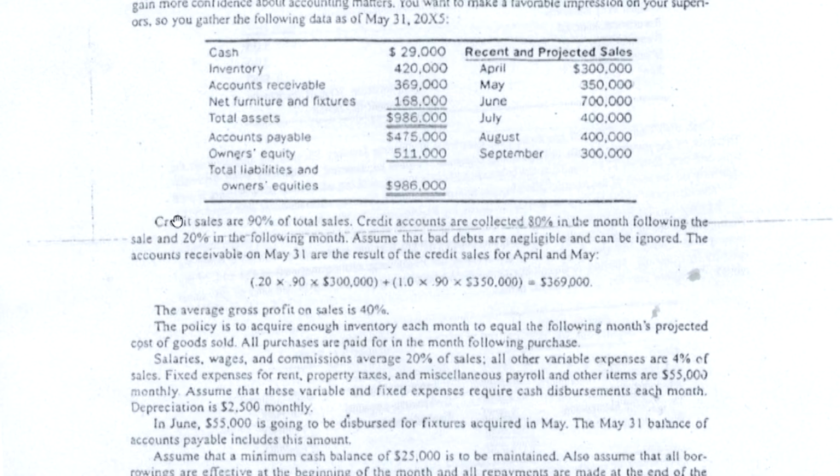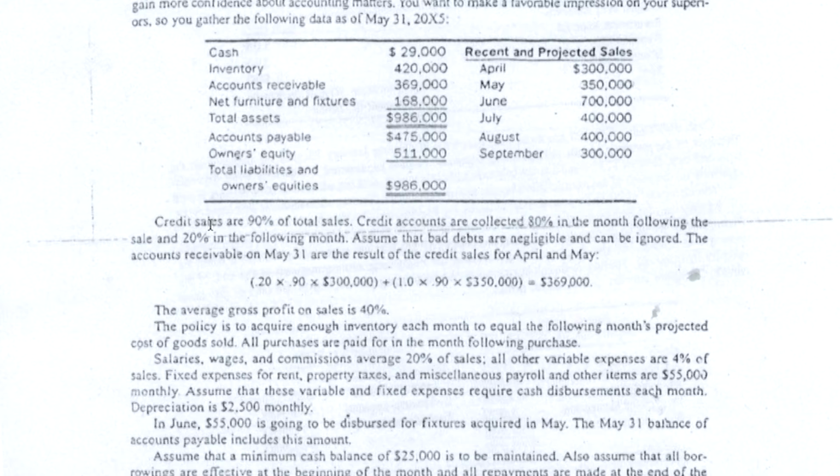What is the information given here is that credit sales are 90% of sales. It means whatever sales we are making in any month, 90% of those sales are on credit, only 10% of the sales are on cash. So, mind it, this is a very important condition. We will have to take that into account.